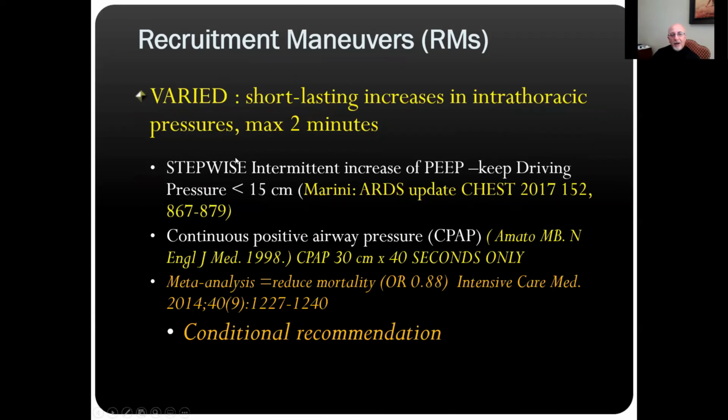Recruitment maneuvers have had various studies that have looked at different ways of increasing the recruitment of lungs. One is a stepwise intermittent increase of PEEP, maintaining a driving pressure of less than 15. This has been published by Marini and other authors and has recently been used in many studies. The other way is to maintain a CPAP pressure of 30 to 40 centimeters for 40 seconds and then return to the baseline PEEP that was previously administered to the patient.